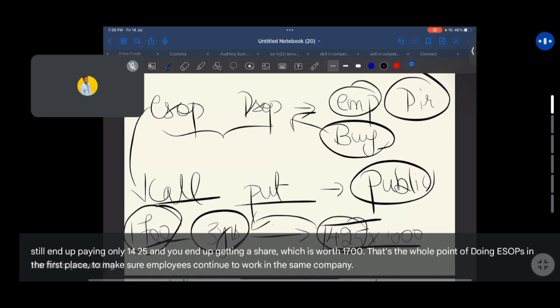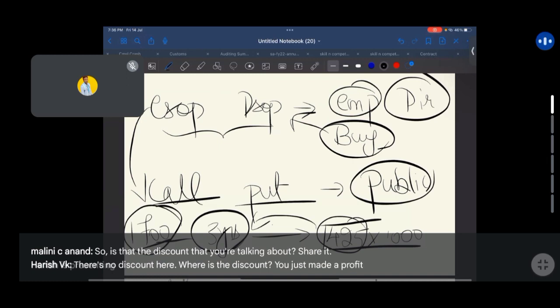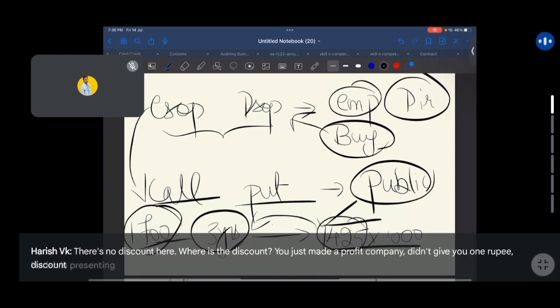So is that the discount that you're talking about? There is no discount here. Where is the discount? You just made a profit. The company didn't give you 1 rupee discount. The company only locked the price at 1425.